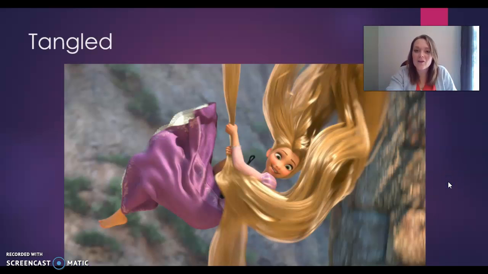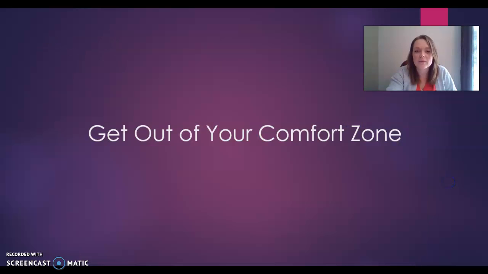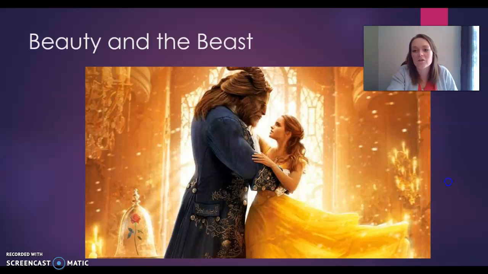Let's look at our next one, Tangled. Lots and lots of hair. What would the theme of this movie be? Get out of your comfort zone. So remember at the beginning, she's in this tower and she's never left before and she's nervous, but she does it. And she finds a lot of great things when she leaves. So get out of your comfort zone.